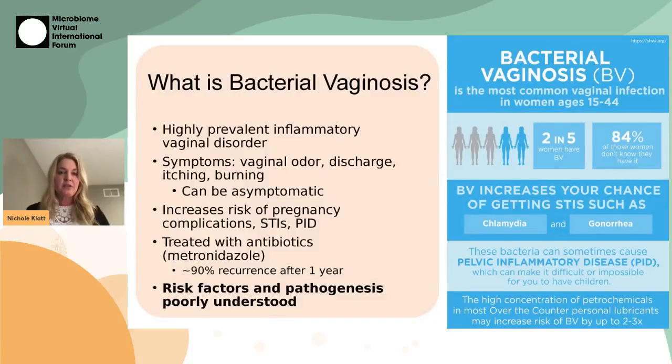So what is bacterial vaginosis? Just take a step back. BV is highly prevalent. It's estimated that 2 in 5 women worldwide, depending on the region, actually have bacterial vaginosis. It's not always symptomatic, but when it is, it tends to include vaginal odor, discharge, itching, and burning. And it's associated with increased risks of pregnancy complications, infertility, STIs, preterm birth, etc.